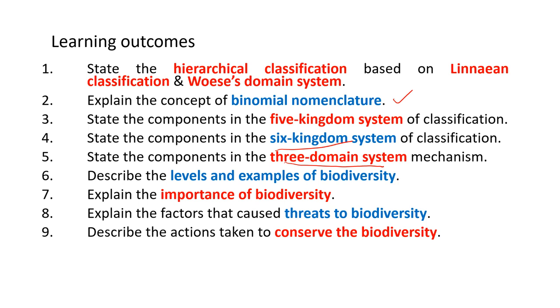Number seven, explain the importance of biodiversity. Number eight, explain the factors that cause threats to biodiversity. And number nine, describe the actions taken to conserve biodiversity. So in this video, we are just going to look at the first five learning objectives of Chapter 7.